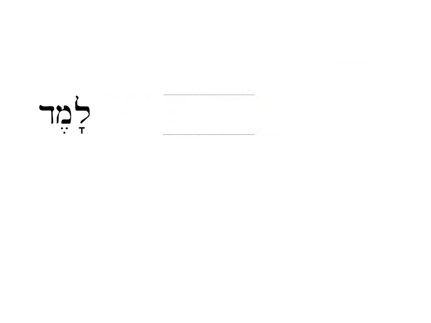The next letter in the Hebrew alphabet is Lamed. Lamed. Now Lamed has that long line above the top. It sticks above the other letters in the Hebrew alphabet. Lamed sounds like the letter L in English. Lamed. The next letter in the Hebrew alphabet is Mem.